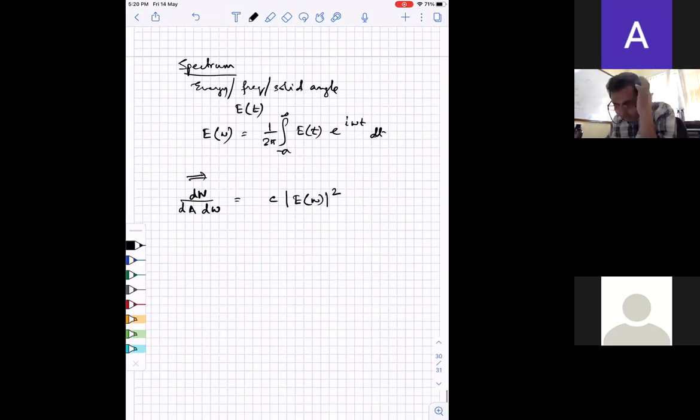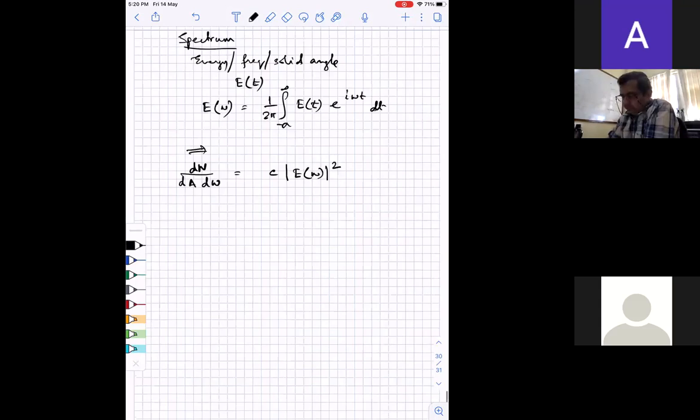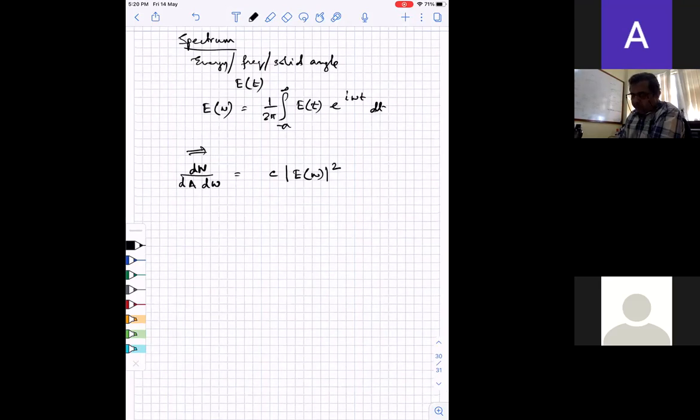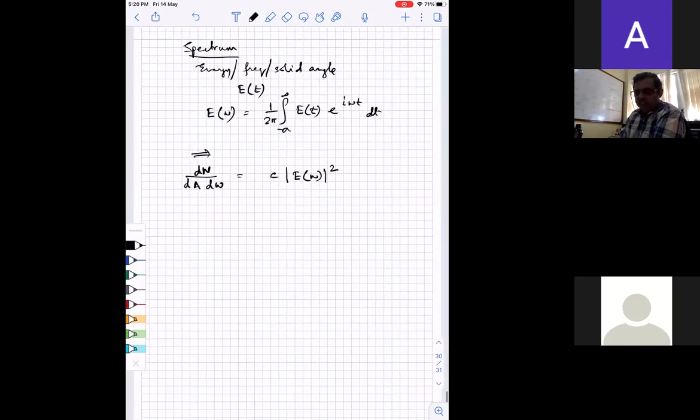I hope you remember this. We did this like two or three classes before. We found that you can write down the energy per unit area per unit frequency, and we get this kind of expression. So now what we can do is input what this E omega is for this radiation field. For the radiation field we have E of t, and we use it over here, and that will give us your E omega.